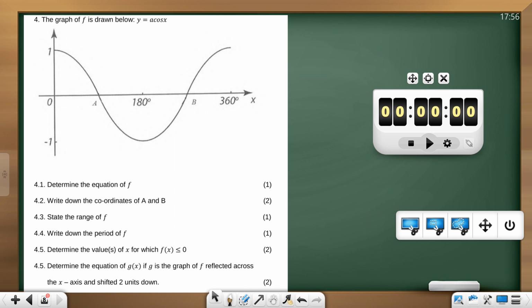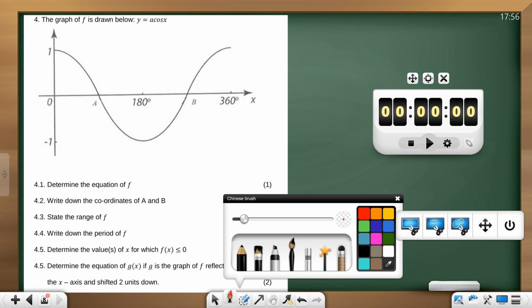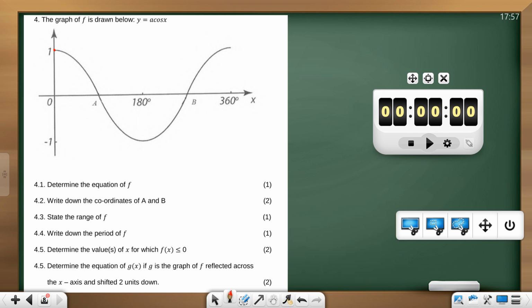All right. So the graph of f is drawn. y equals a cos x. Please, it's important to know what your mother graph looks like. Is this the cos mother graph? Yes. You must know what the cos mother graph looks like. Cos 0 is 1. This is what it looks like. That's my mother graph, exact. Cos 180 is negative 1.